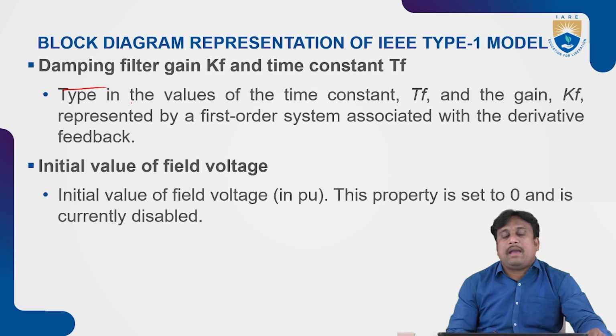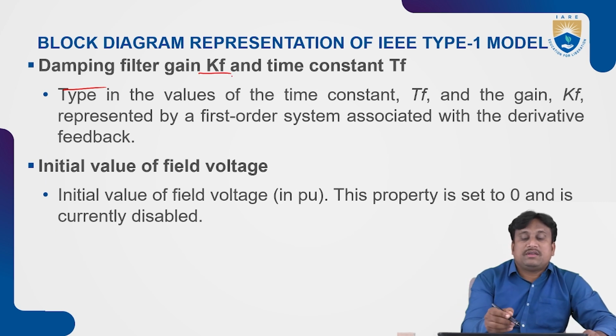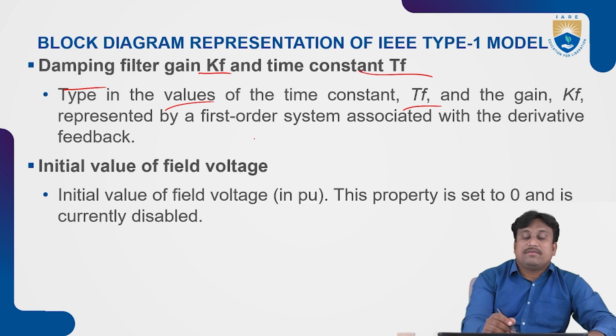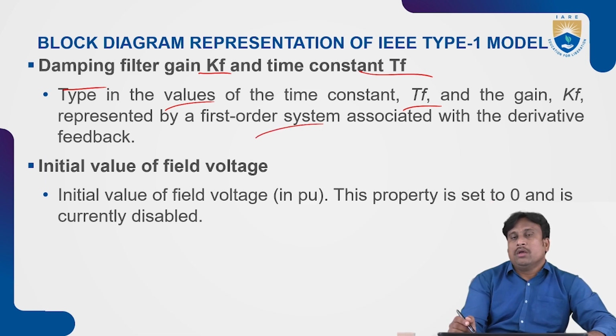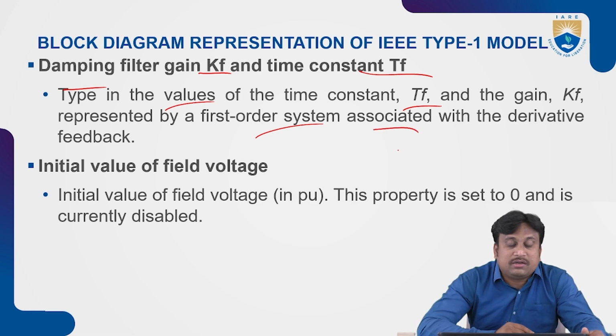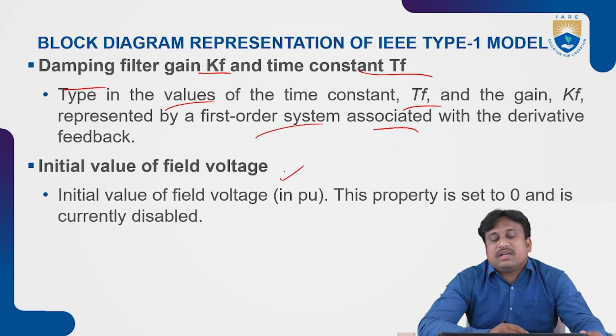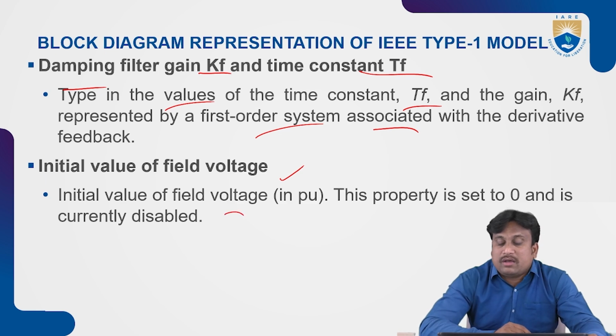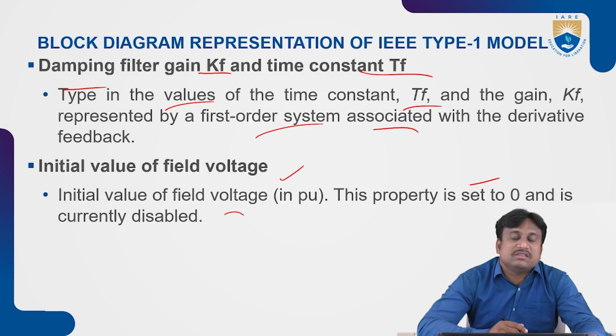The next parameter is the damping filter gain Kf and time constant Tf. Type in the values of the time constant Tf and the gain Kf. They are represented by a first order system as a whole. That means these are associated with the derivative feedback in nature. The initial value of the field voltage in per unit is set to 0 and is currently disabled for the whole system.